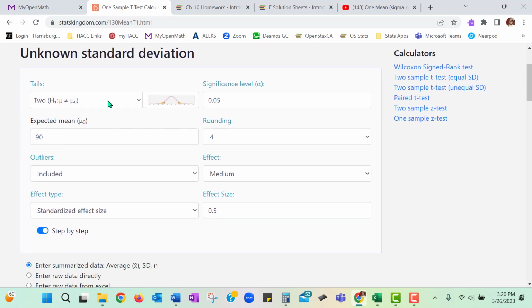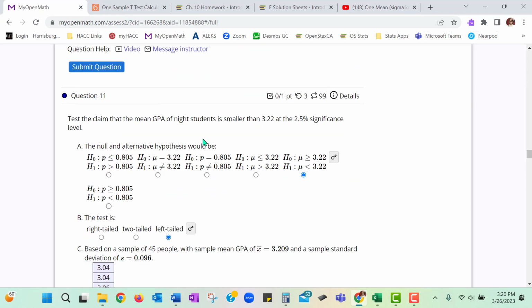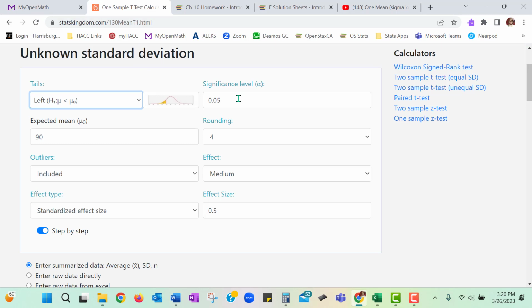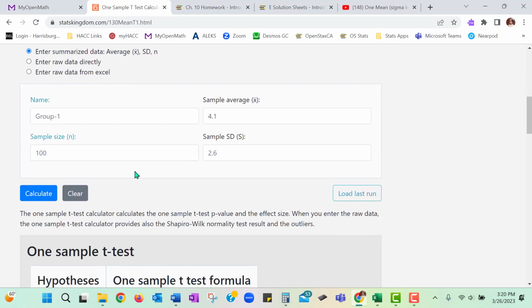Okay. So first is tails. We are testing the claim that our mean is less than 3.22. Our significance level is, where'd it go? Oh, up here, 2.5%. So that's going to be 0.025. Our expected mean is 3.22. We'll leave it at 4 decimal places for rounding. We're not going to worry about this stuff, just leave all of this right here kind of as it is. So now we're going to come down here and put in our sample statistics.